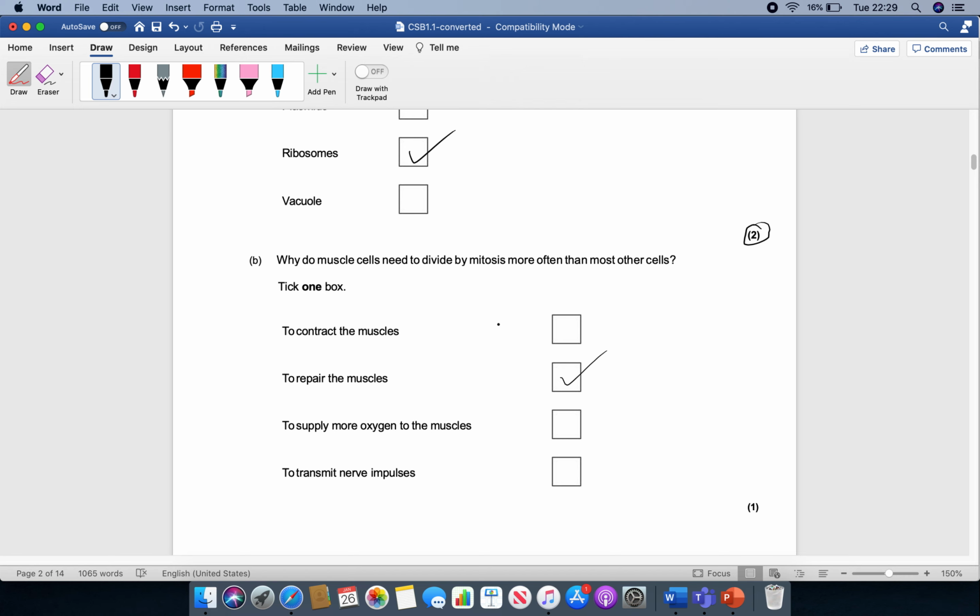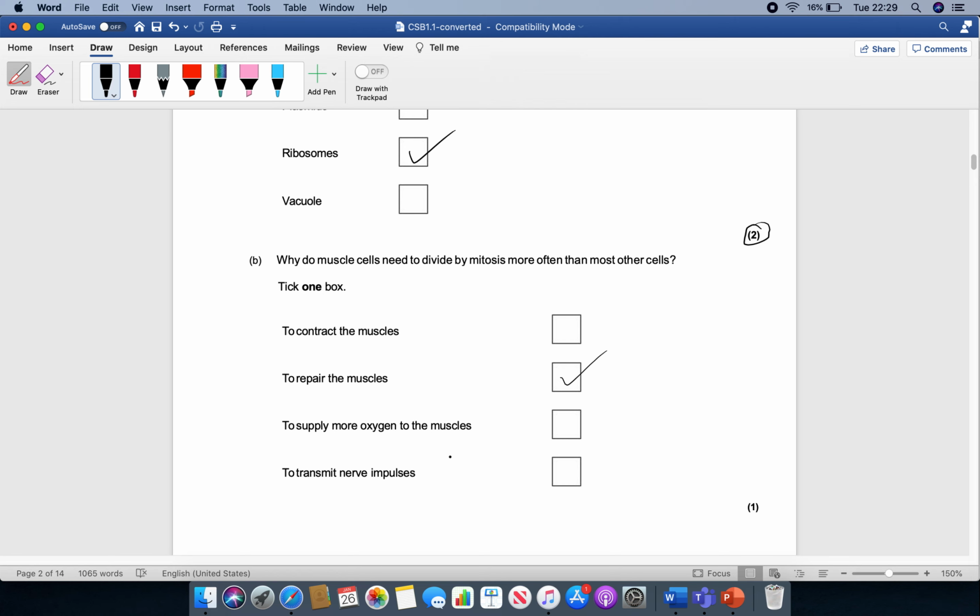Let's have a look at the other answers. To supply more oxygen to the muscles. Remember, that's the job of red blood cells. And to transmit nerve impulses, that's the job of nerve cells. Taking the right answer would give you 1 mark. Next question.